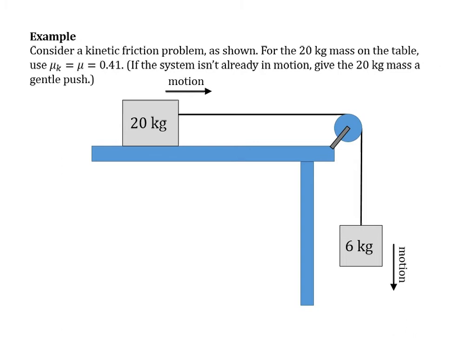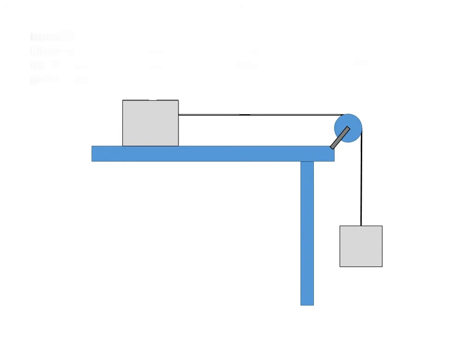So if the system is not already in motion, give the 20 kilogram mass a little push to the right to get things moving. Now, to look at this, let's clean the slate a little bit and put in some of the significant information. For talking purposes, it might be convenient to refer to the masses as 1 and 2. So here we have mass 1, and there's mass 2.